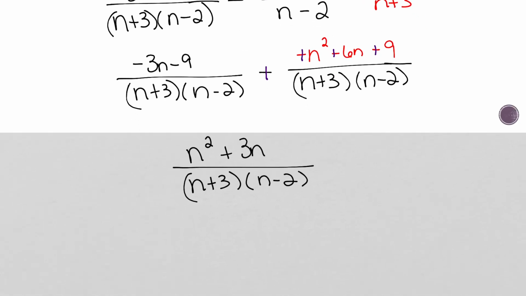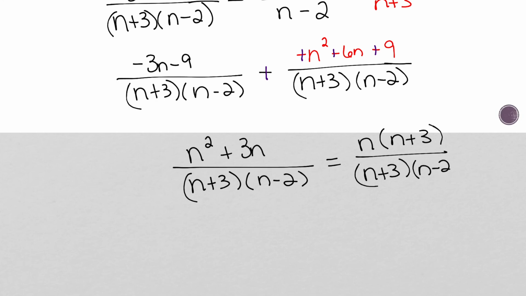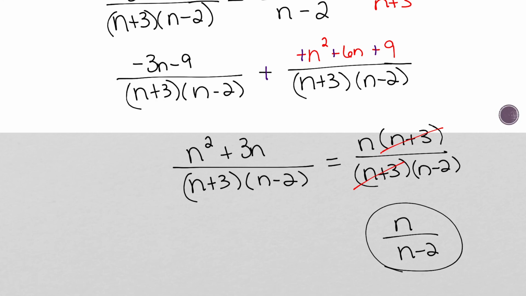Okay, so now let's factor our numerator. Let's factor out the n. And look at that. They have some like factors that we can cancel out. So my numerator is simply n. My denominator is n minus 2. And we're done.